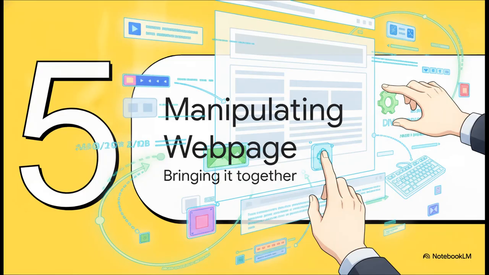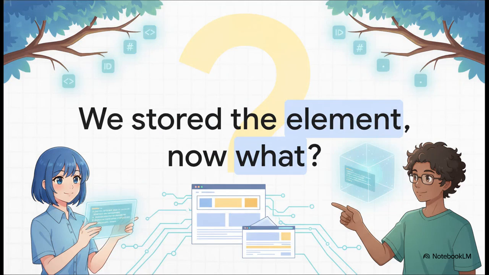Which brings us to part 5, manipulating the web page, bringing it all together. So ask yourself this for a second. We've traversed the tree. We've used a class, a tag, or maybe an ID. We've successfully stored our element in a variable. Now what? How do we actually make the web page change?